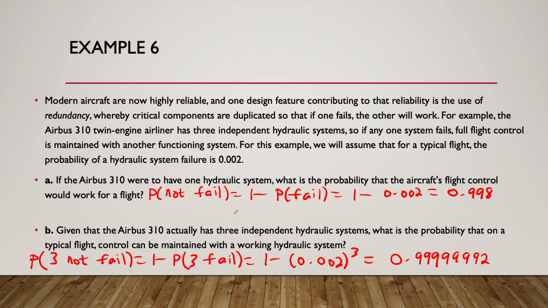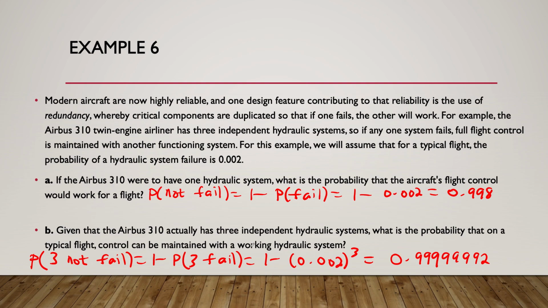So probability of not failing. Well, we were told the probability of failure was 2 thousandths. So probability of not failing would take 1 minus the probability of failing. So 1 minus 2 thousandths is 0.998. So 998 thousandths.